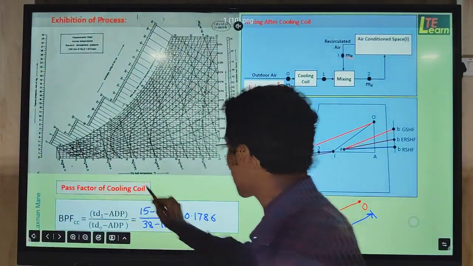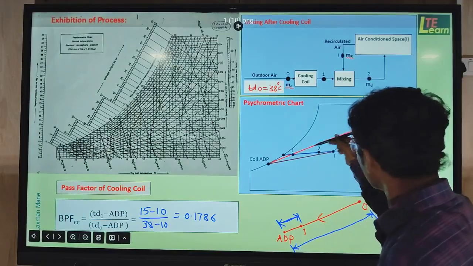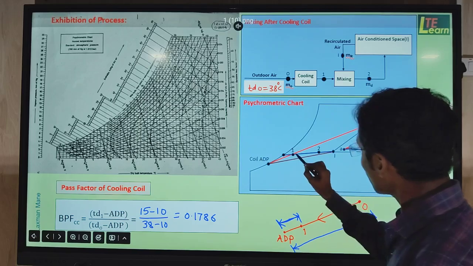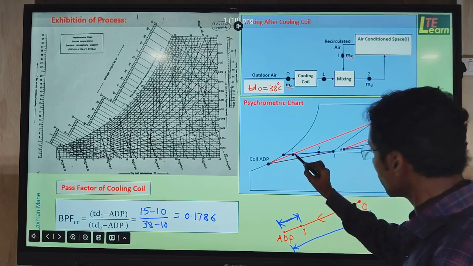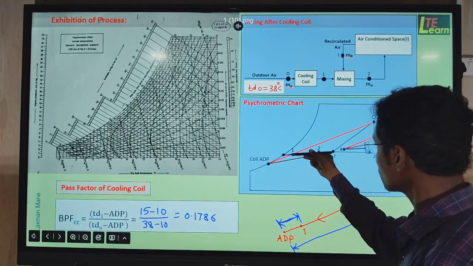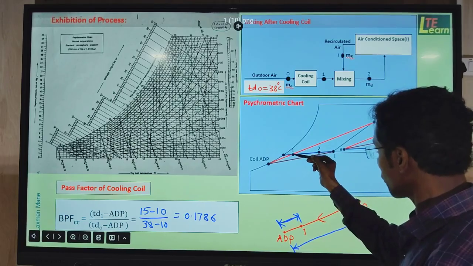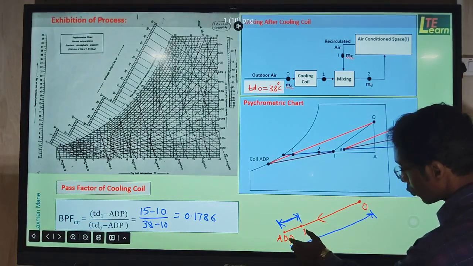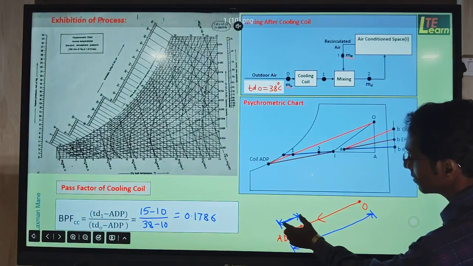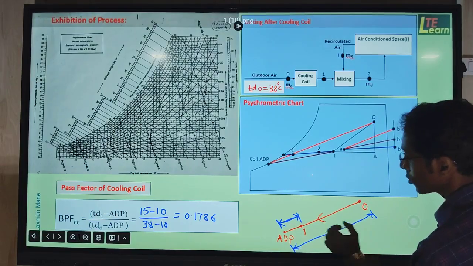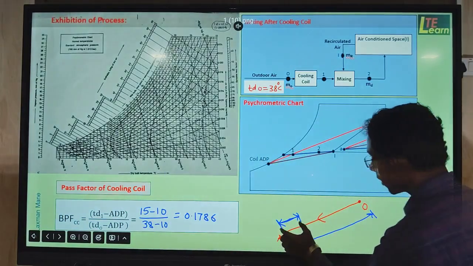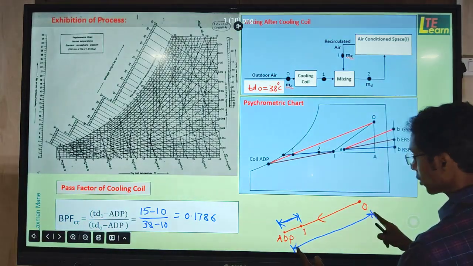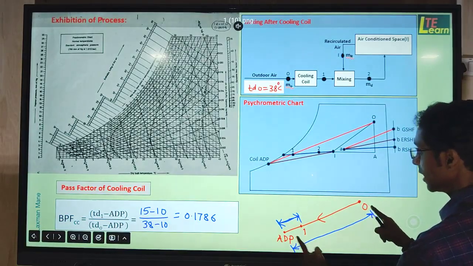In calculation of bypass factor of cooling coil, we take line OADP. On this OADP line we already have point number 1, that is the intersection of the room sensible heat factor line. So this point 1 to ADP, this difference is the inefficiency of the coil. So what is the bypass factor formula? This difference means TD1 minus ADP divided by the total difference, TDO minus ADP.